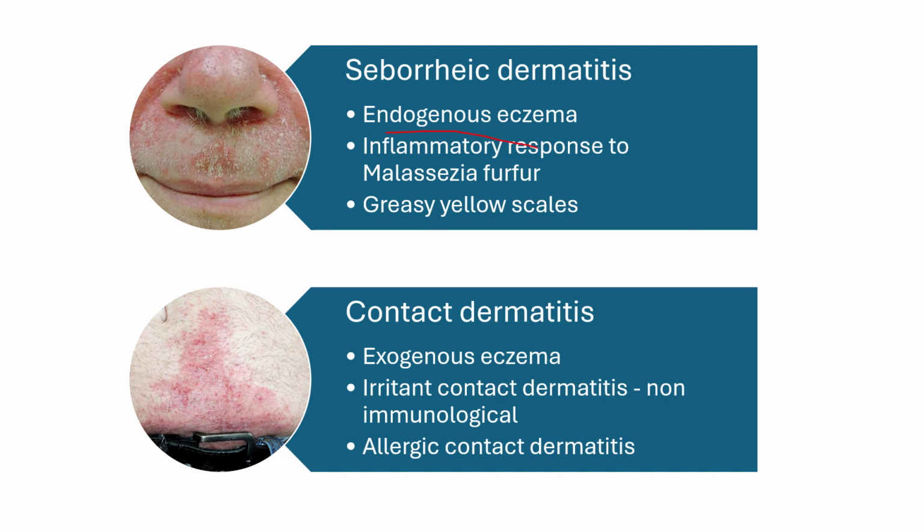Endogenous eczema, one example is seborrheic dermatitis. That is an inflammatory response to Malassezia furfur. There are greasy yellow scales, especially on the seborrheic areas, on the nasolabial folds, over the scalp, in the axilla, over the chest. You can have seborrheic dermatitis. It's a kind of endogenous eczema. There's no trigger from the external environment.